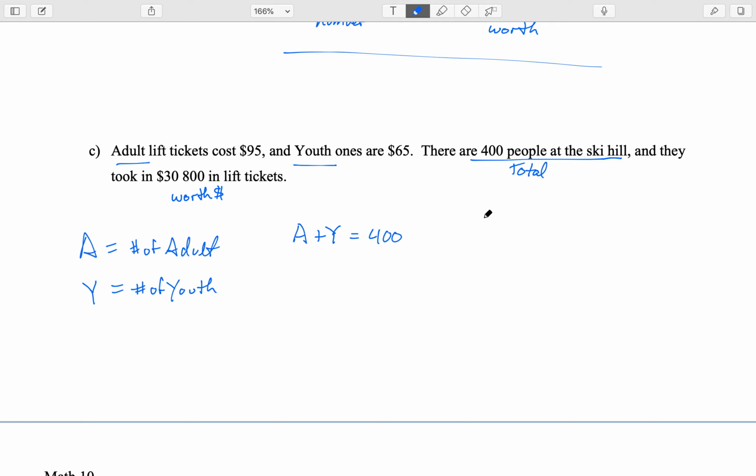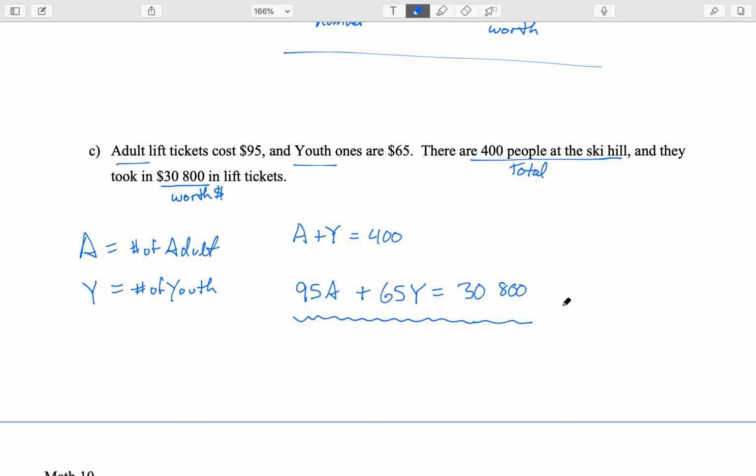So much like the loonies and the toonies, how much are the adults worth? The adults are $95 a piece. So my other equation is going to be 95 times A, and the youth ones are going to be 65. Now, should I add or subtract? They took in 30,800 in total, so it's going to be something plus something. You're right. So it is going to be $65 times the youth. 65Y. If I add the money from that and the money from that, that should be 30,800.